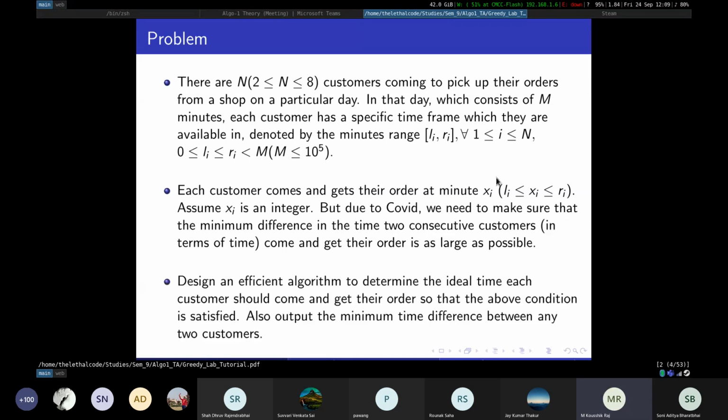So what you have to do is design an algorithm to efficiently determine which time each customer has to come and get their order. Obviously, the time has to be within the time frame where they are available, and you have to see what is the minimum time difference between any two customers. As I said, the minimum time difference should be as large as possible. So this is basically the problem.